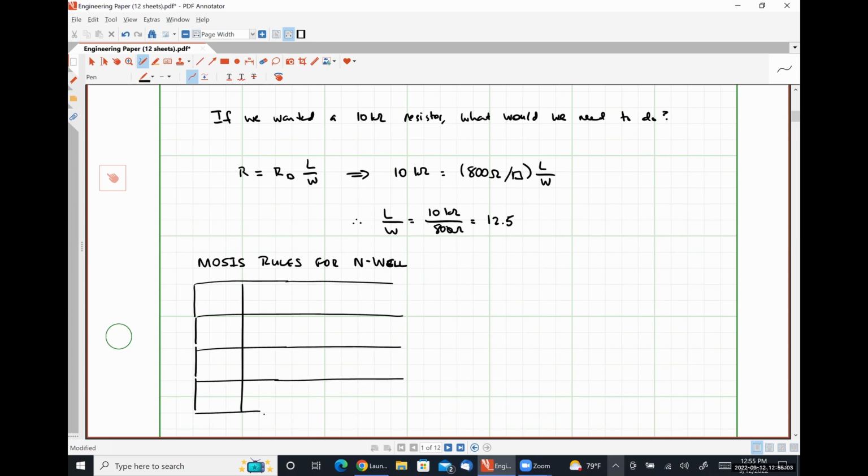The MOSIS design rules. These are the standard rules that are used in CMOS fabrication processes. MOSIS is an organization, I want to say they originated at UC Berkeley. I know it's a university in California, and effectively they serve as an intermediary between IC designers and the various foundries that operate overwhelmingly in Asia. And in order for designs to effectively work, you have to adhere to very specific design rules.